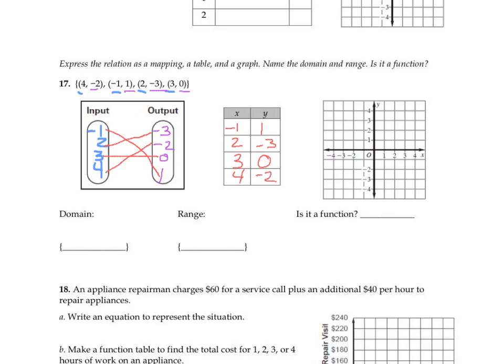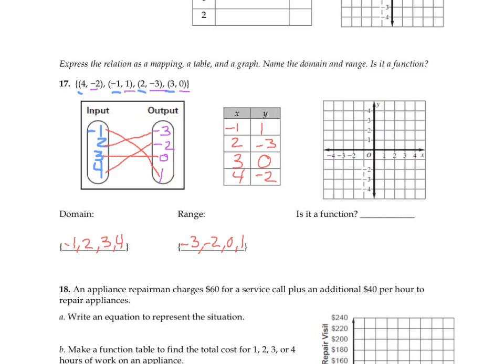So now we can state our domain and our range. Our domain is our list of x values. We already know all those. We know our x values are -1, 2, 3, and 4. So we're going to list our domain in order. Then our range, we know, is -3, -2, 0, and 1, which we see from our mapping diagram.